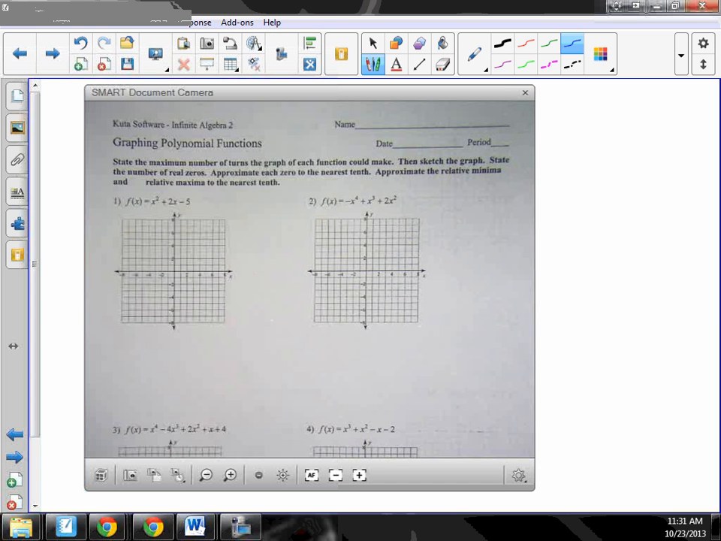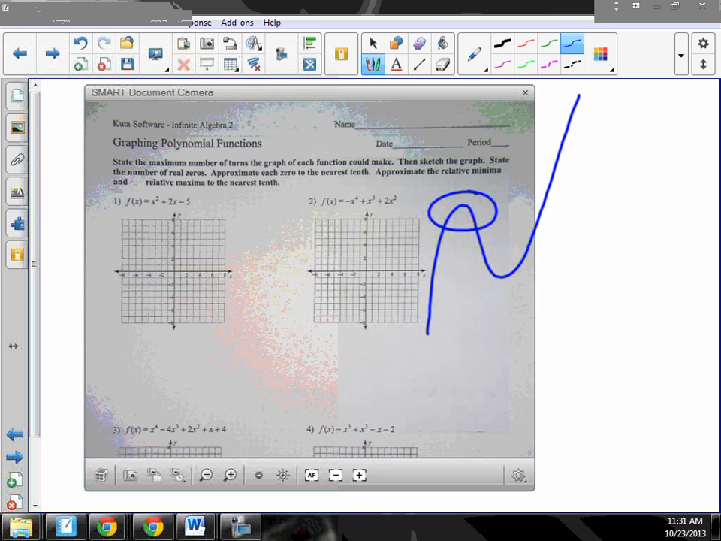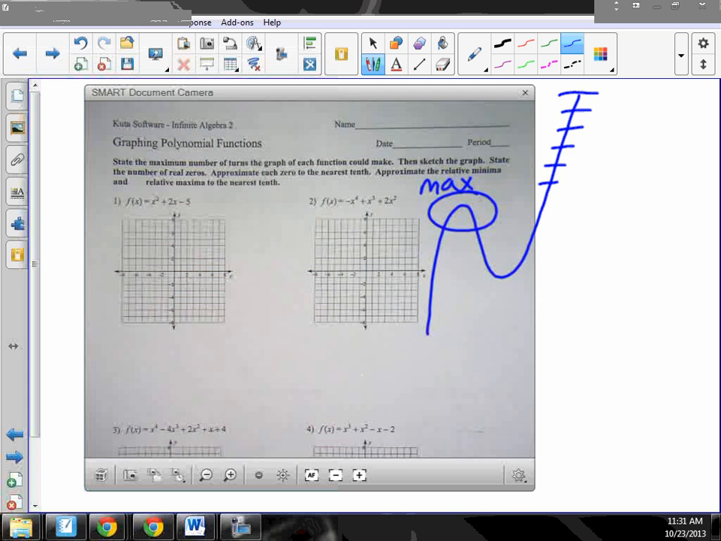What if the graph has 3 directions? And we look here, that looks like a maximum, but actually there are y values that are higher than that. So it's sort of a maximum. It's a local maximum, or we call it a relative maximum. So I want to know, how high does this little bump reach? So that would be called a relative max. And then down here would be called a relative min.